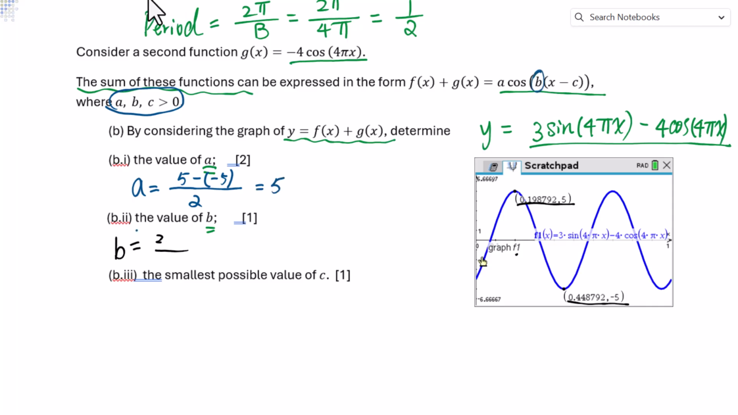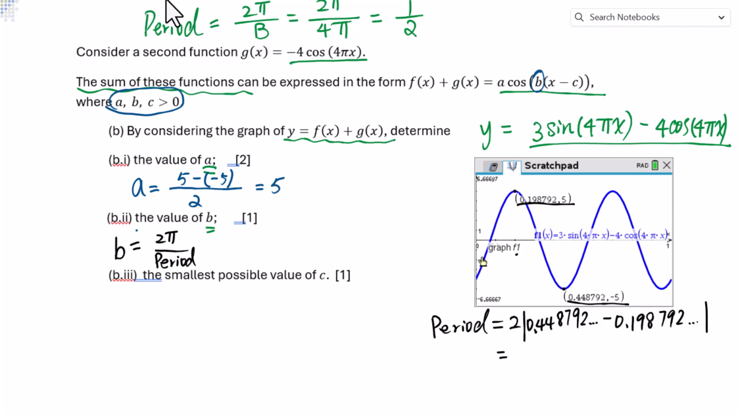B equals 2 pi over period. For the period, we will use this formula: double the horizontal distance between the neighboring maximum point and minimum point, which is 0.448792 minus 0.198792 equals 0.25, doubled is 0.5. So 2 pi over 0.5 equals 4 pi.